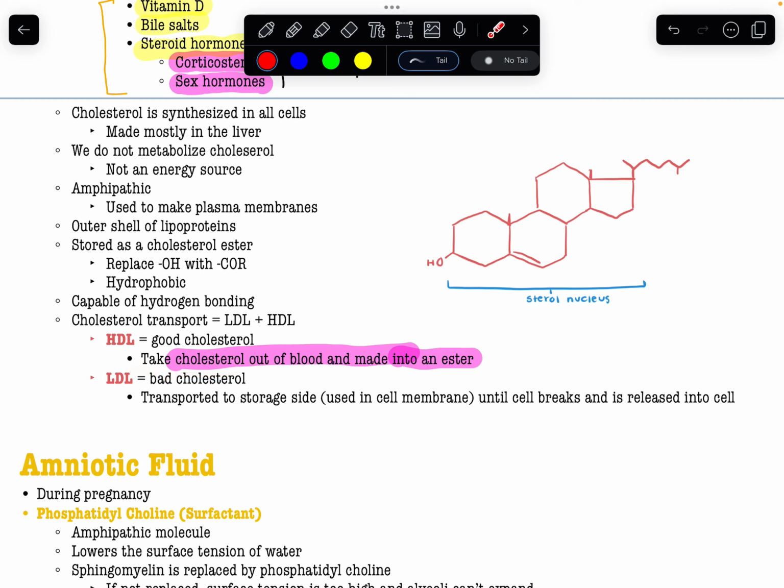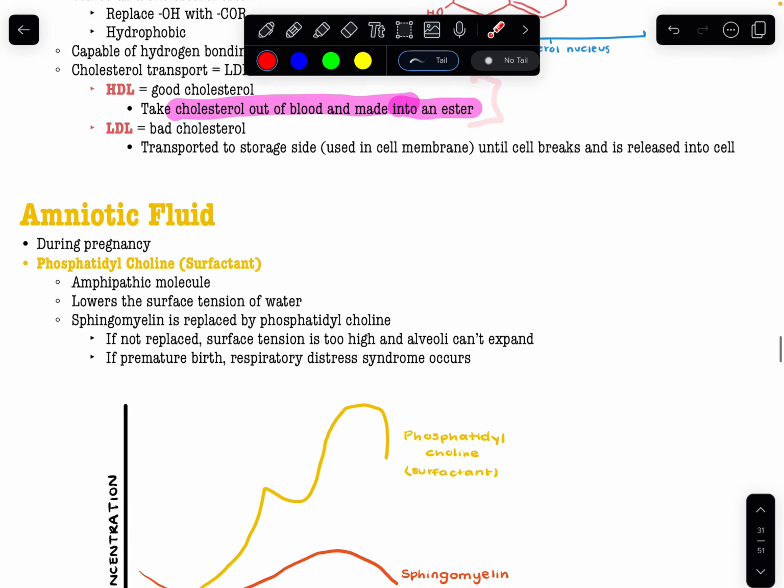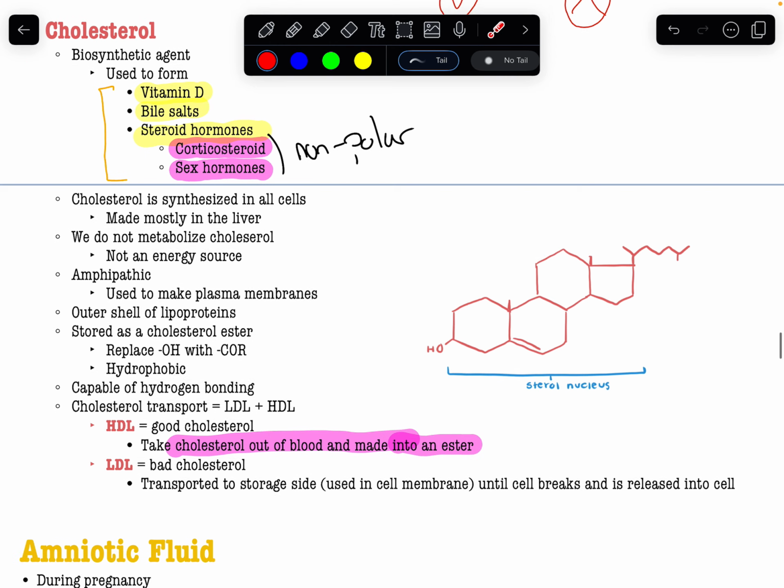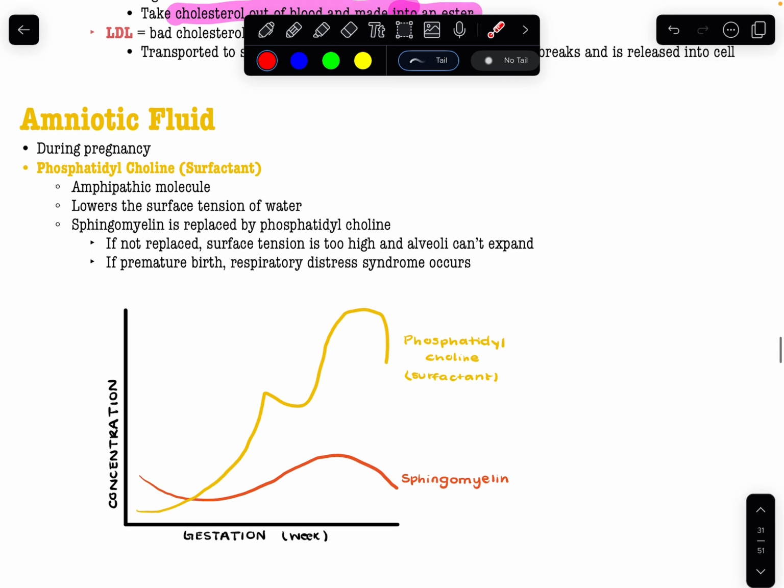HDL takes cholesterol out of the blood and it is made into a cholesterol ester. Remember cholesterol ester because I'm sure you'll see a practice question on that. I did kind of fly through this, so please, any more questions, just shoot me a text or something.